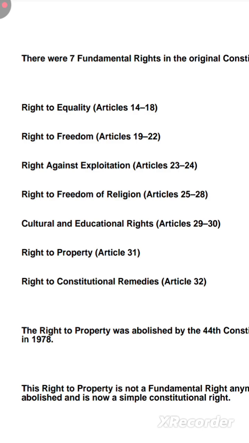Children, let us now see the 6 different fundamental rights of the Indian Constitution. The right to equality is the first fundamental right, from Article 14 to 18. It tries to establish equality in every sense in society: equality of opportunity, equality in front of the law, no racial discrimination, etc.